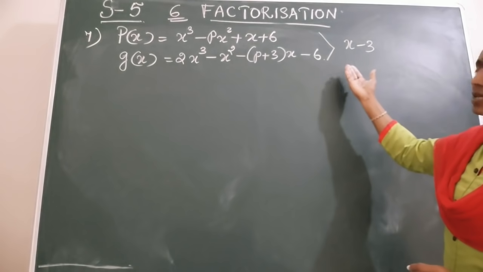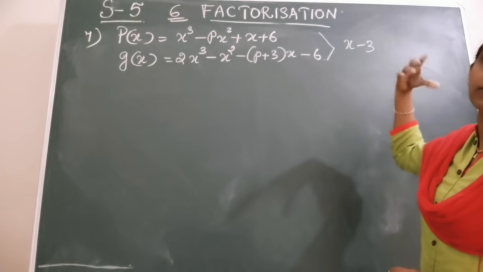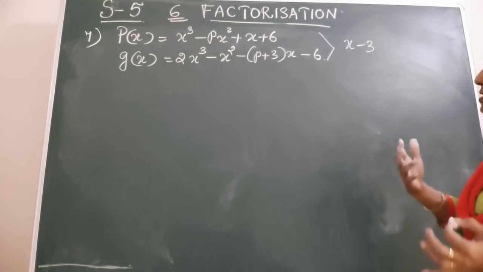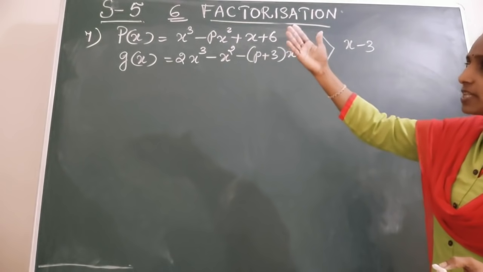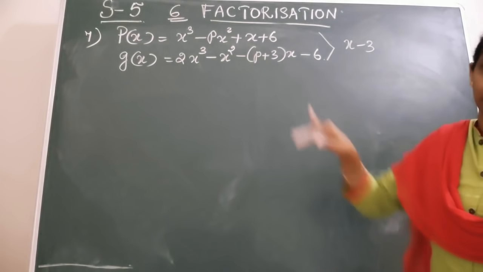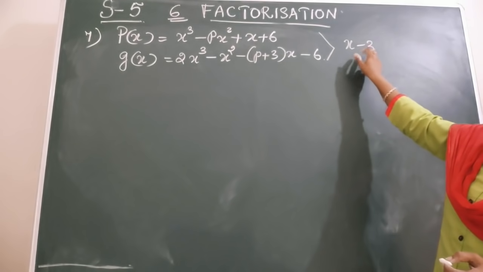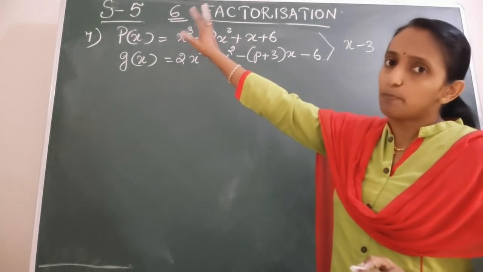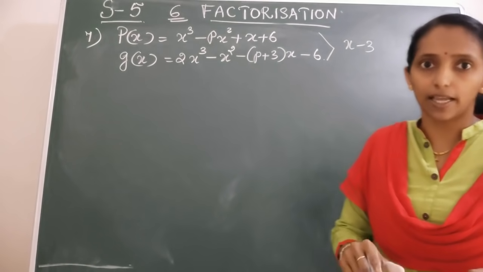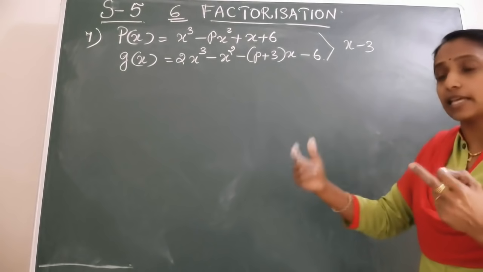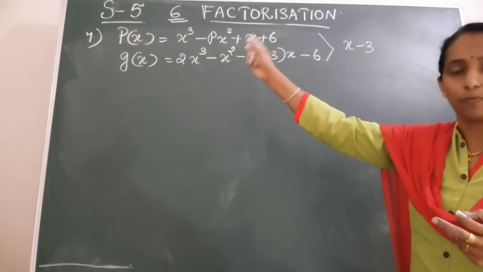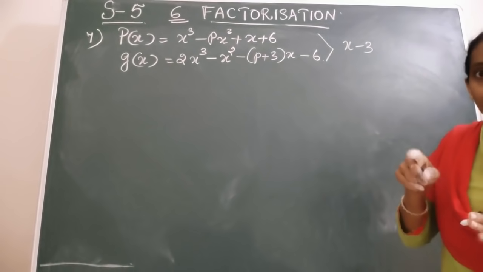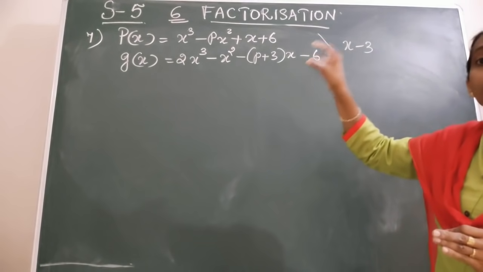In both the cases, these polynomials leave the same remainder. What does it mean? That means whatever the remainder is, it is given by p of 3, because x minus 3 implies that x will be equal to 3. And when we are substituting, p of 3, you will get a remainder. That remainder is equal to g of 3. P of 3 equal to g of 3. That's the question given. Did you understand?